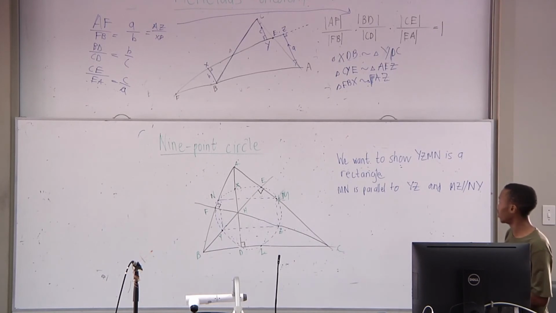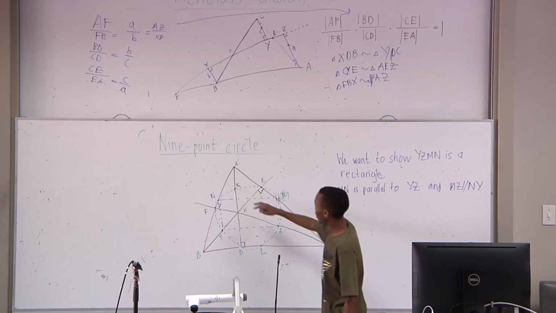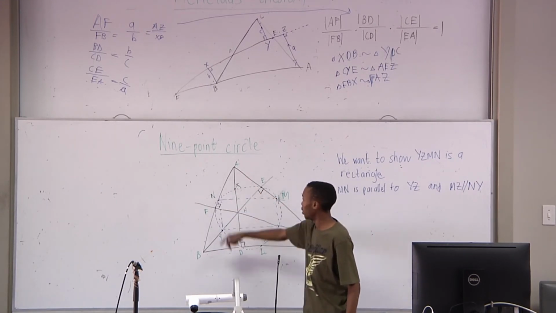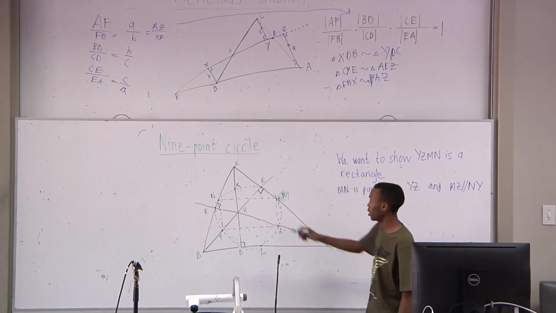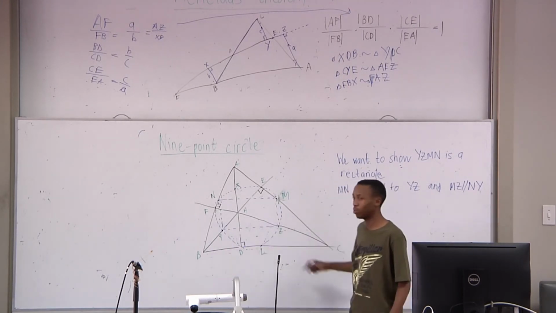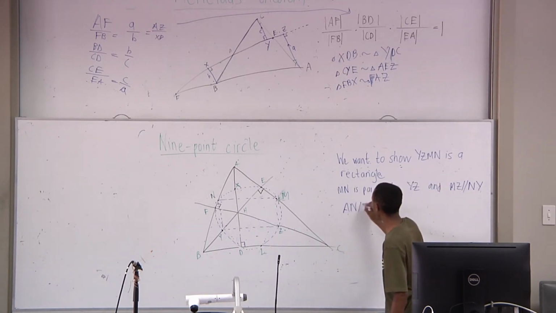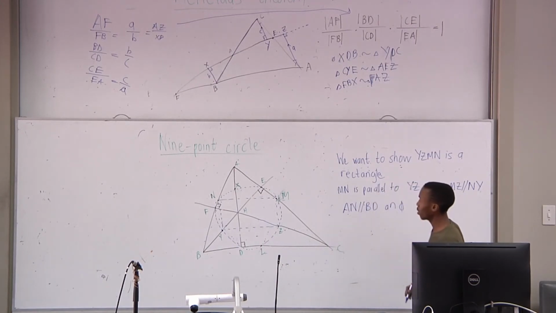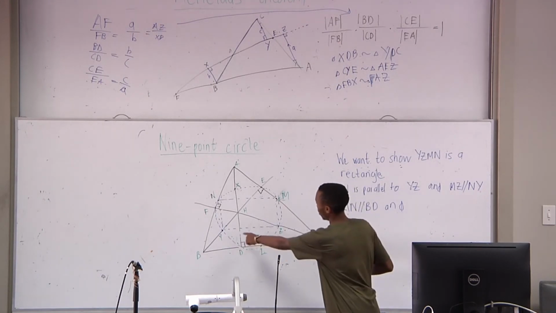So that's what you're going to show now. Since N is the midpoint of AB and M is the midpoint of AC, it follows that NM is parallel to BD by the midpoint theorem. And also YZ.